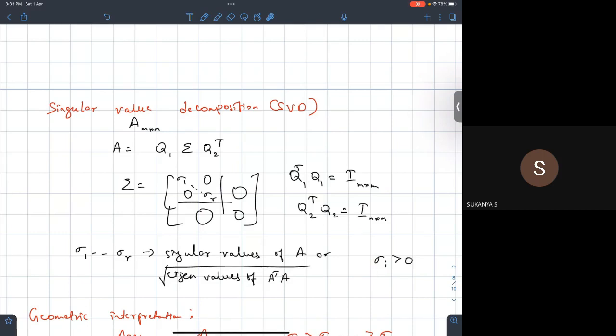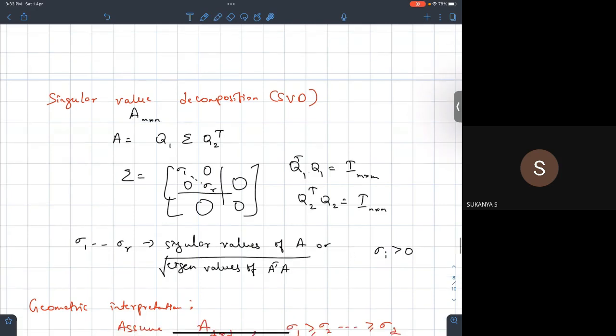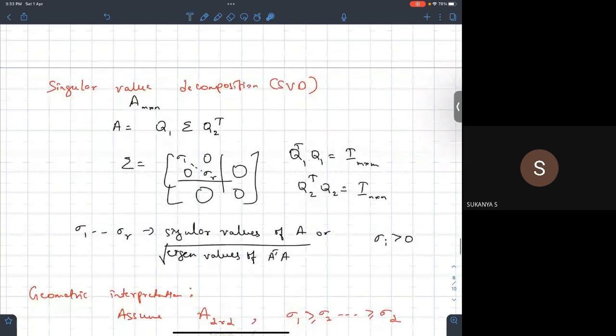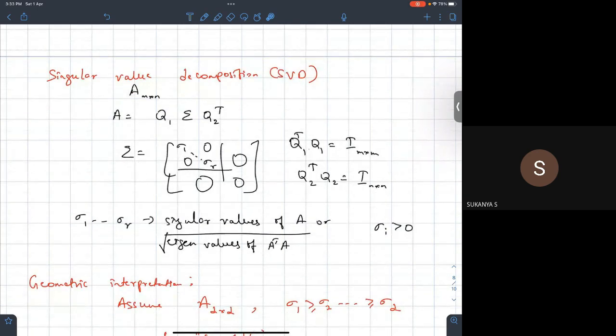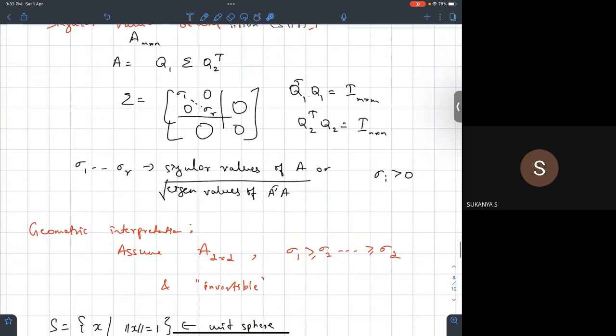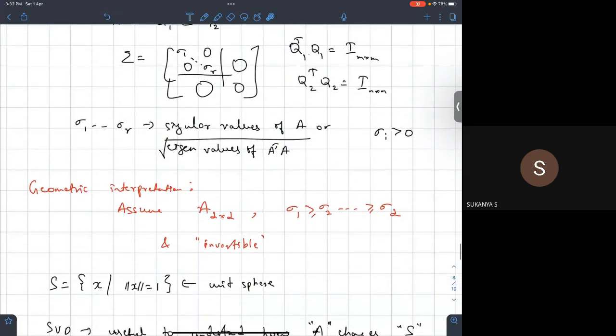Now to the geometric interpretation. For the geometric interpretation, I'll take a square matrix and I'll also assume it's invertible. You can generalize it later. You can try doing some reading to generalize it to the case where these assumptions are not met. So for the geometric interpretation, I'm looking at a square matrix that is invertible, and these are the singular values.